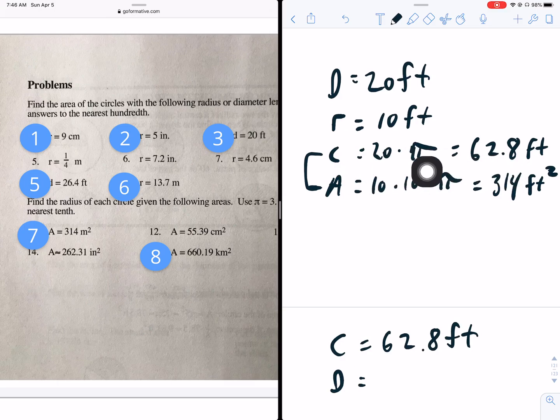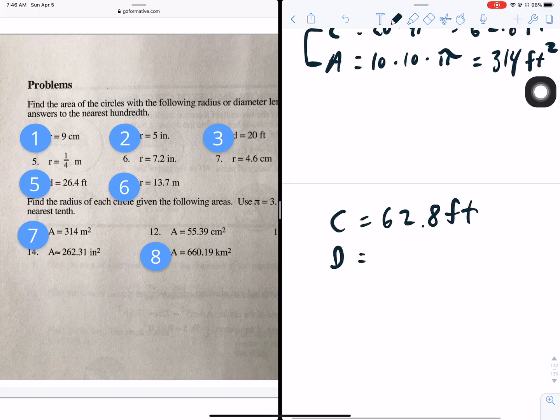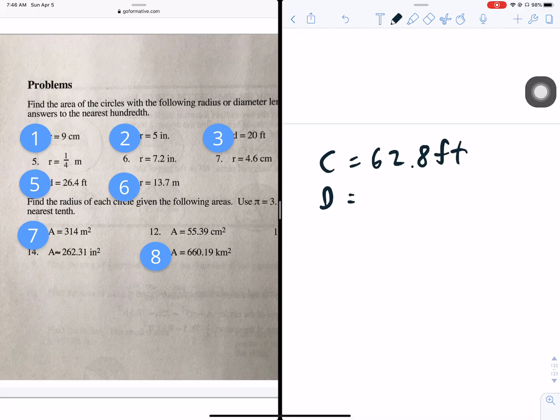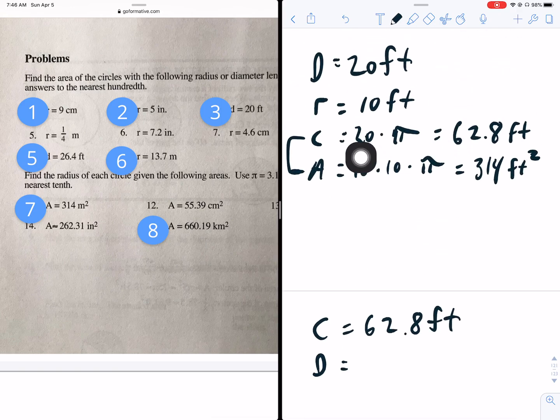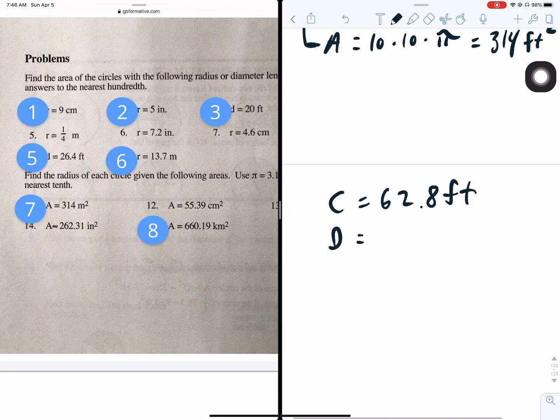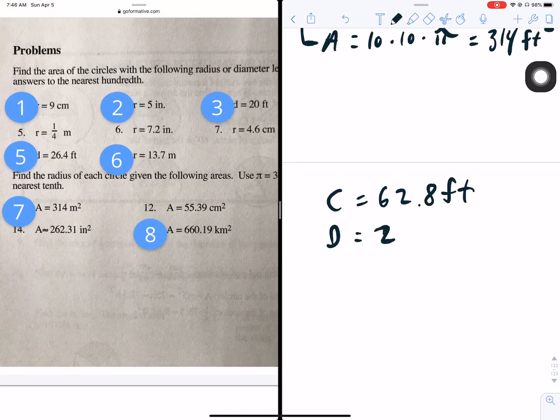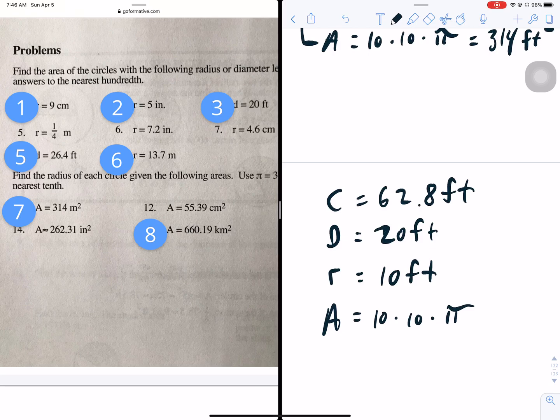I'm working backwards, right? So what is 62.8 divided by pi? It's going to be 20. So the diameter is 20. And now the radius, we already know that, cut it in half. As soon as you have the diameter, cut it in half. And now you need that radius to help you do your area. 10 times 10 times pi, which we already did, 314 feet squared, because it's area.